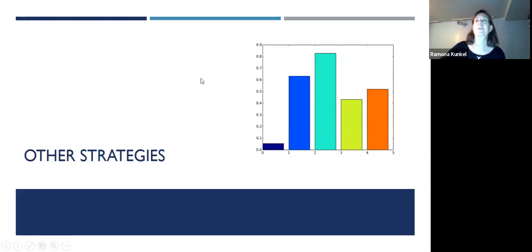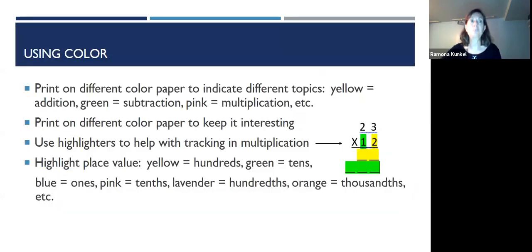All right, so here are a few other strategies. Oh, KWL, yes. KWL, for those who don't know, the K is for what you already know, W is for what you want to know, and the L is for what you learned. It's a great strategy. So here are just a few other strategies that I've used.